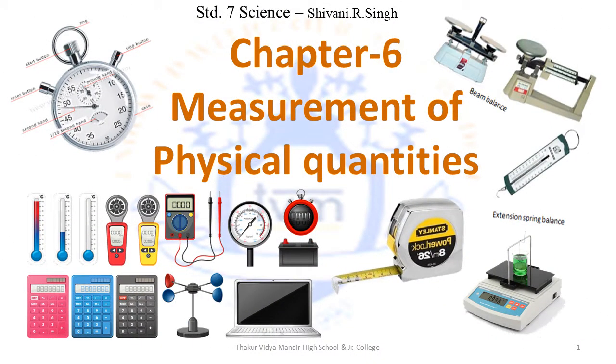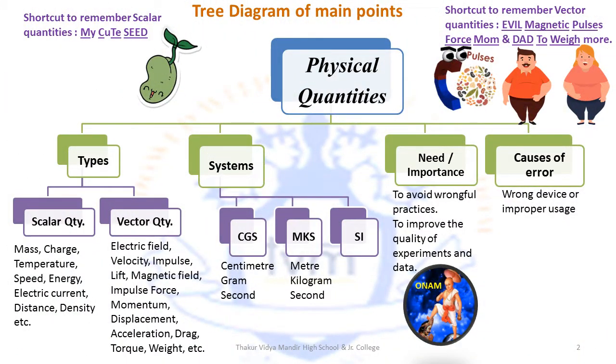Standard 7 Science, Chapter 6, Measurement of Physical Quantities. This tree diagram is the compressed version of the entire chapter of physical quantities. Firstly, there are four main topics that we learn: the types of physical quantities, the systems used to measure physical quantities, the need and the importance for physical quantities, and the causes of error that take place during measurement.